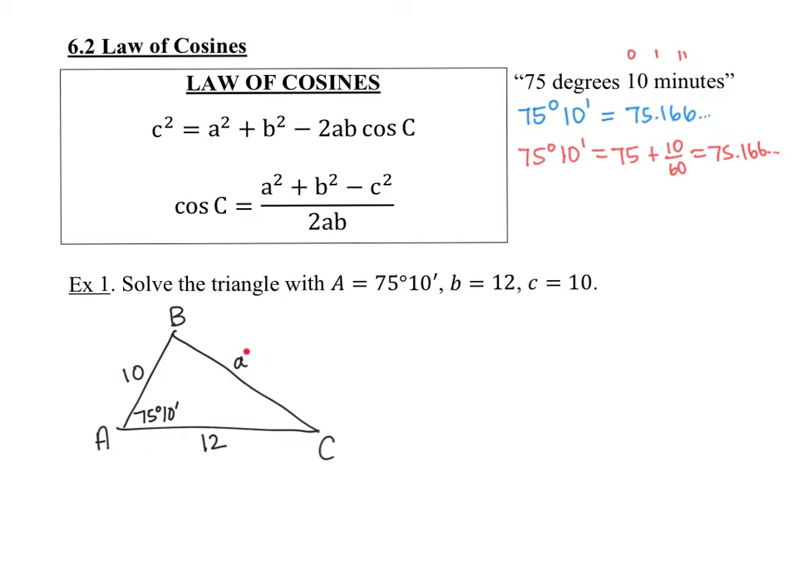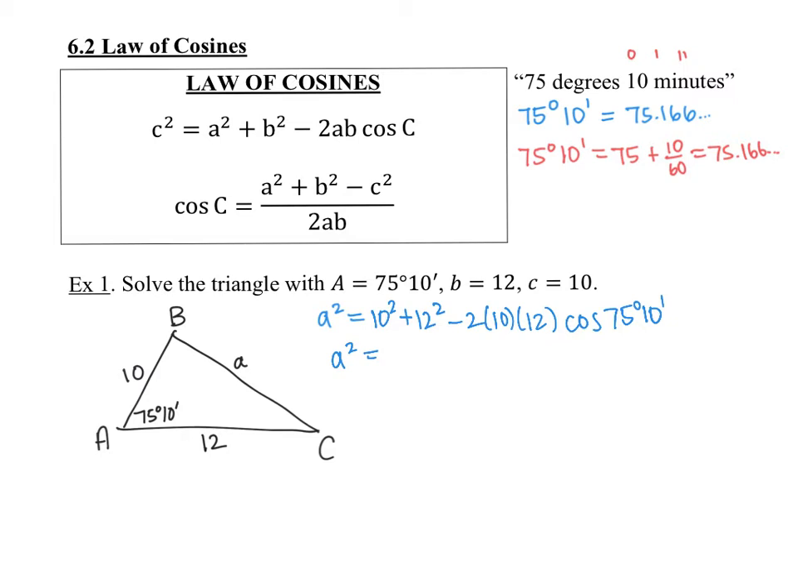So I'm actually going to find side a first, and I'm going to use the first configuration of the law of cosines. The a, b, and c can be switched around, but since I'm solving for a, this is going to be the cosine of A. And then these two are going to be the other two sides, the adjacent sides to the angle. So this is going to be a squared equals 10 squared plus 12 squared minus 2 times the adjacent sides times the cosine of the angle opposite a, which is 75 degrees, 10 minutes. Put that entire expression in your calculator.